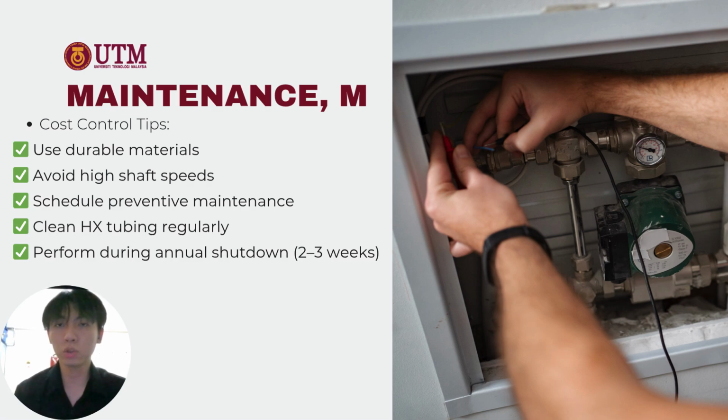The first one is use durable material. The second one is avoid high shaft speed. The third one is schedule preventive maintenance, clean heat exchanger tubing regularly, and perform it during the annual shutdown, 2-3 weeks.